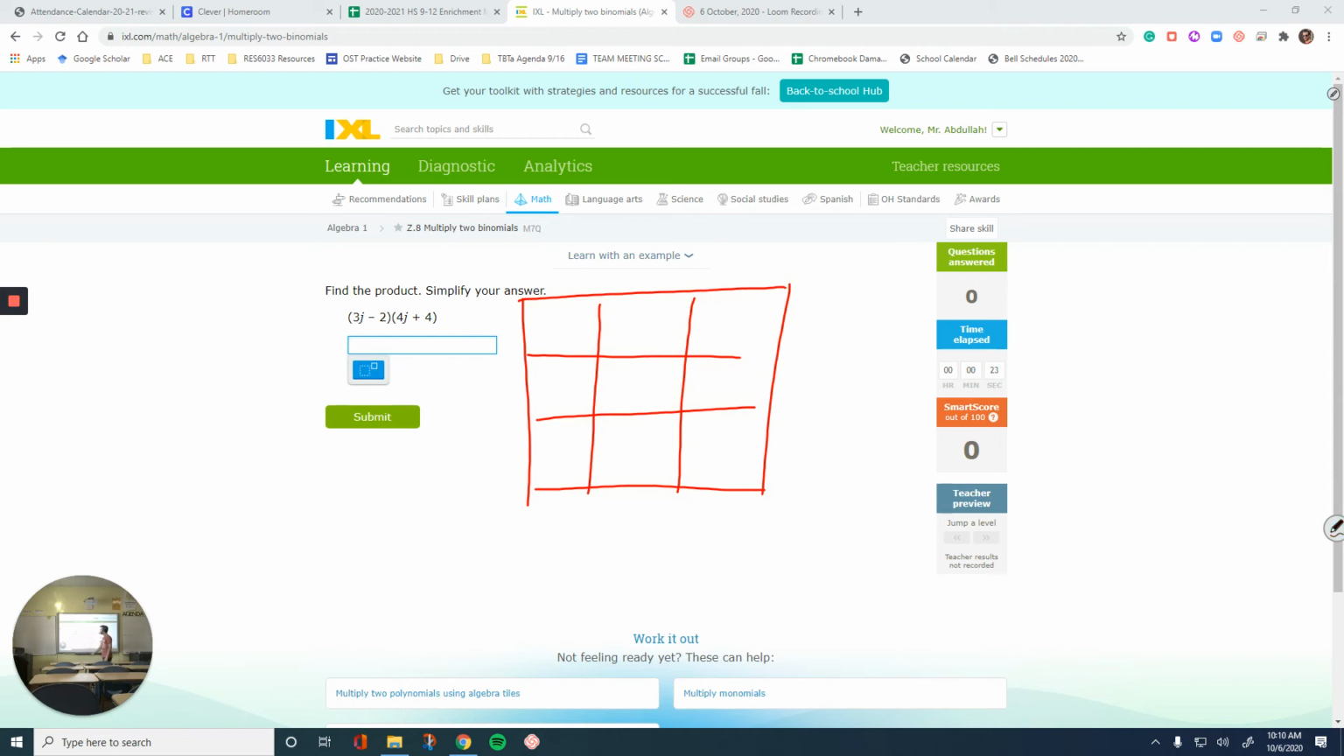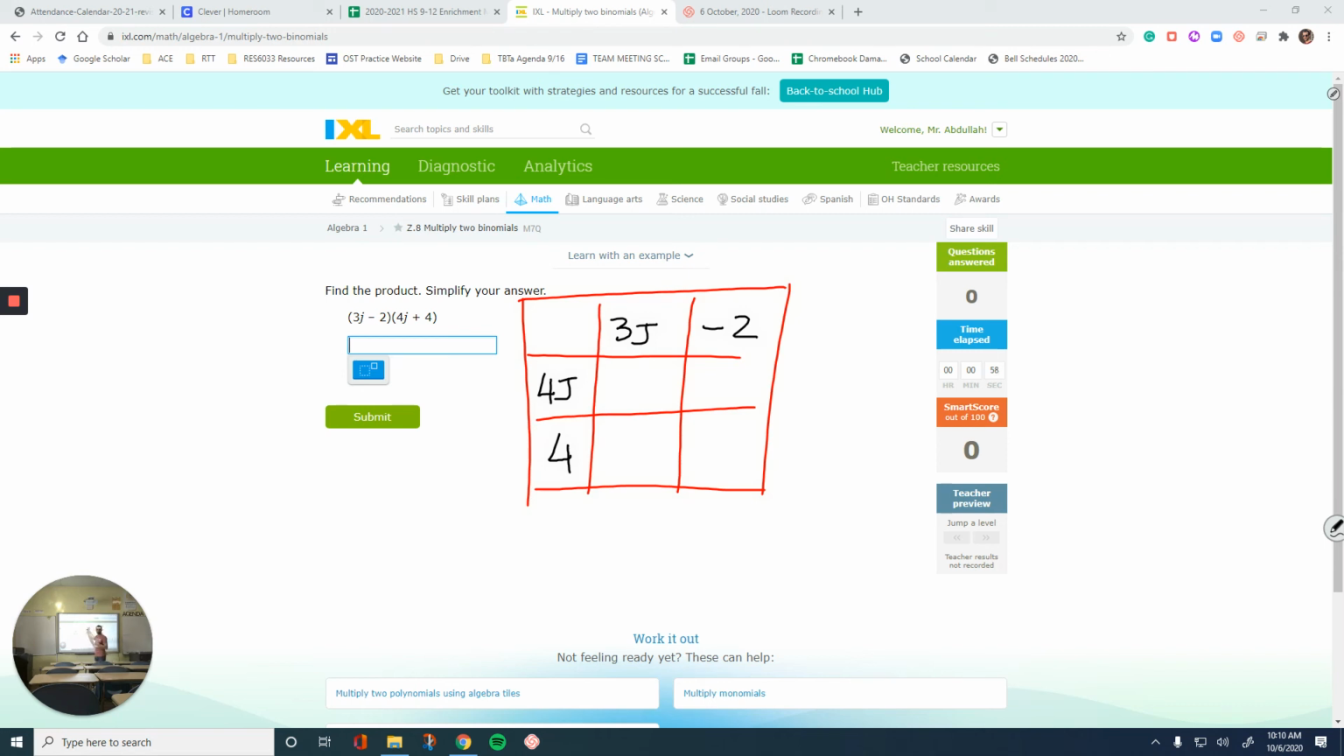First, you fill out the first row and the first column with your terms. The terms that I have for the first one are 3j and minus 2, right? And then for the second parentheses, I have 4j and then positive 4. If it is positive, I don't want to put any negatives in there.